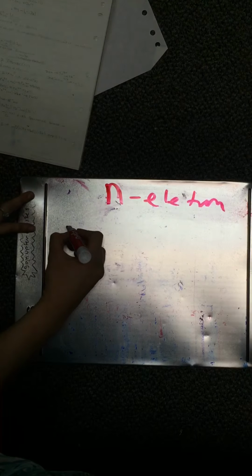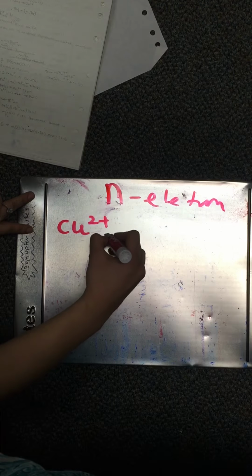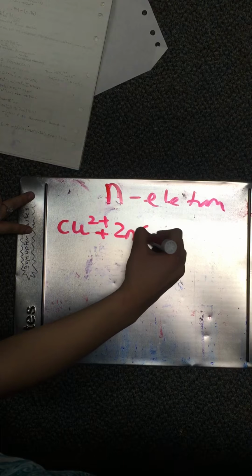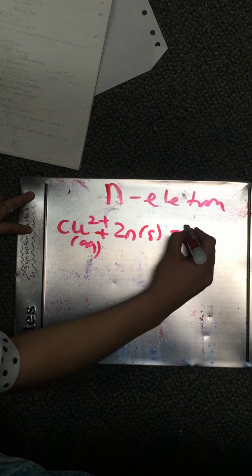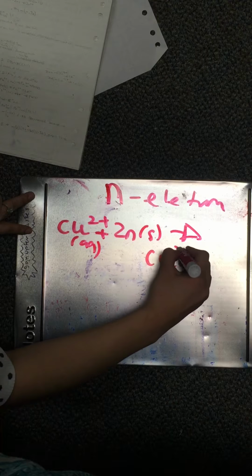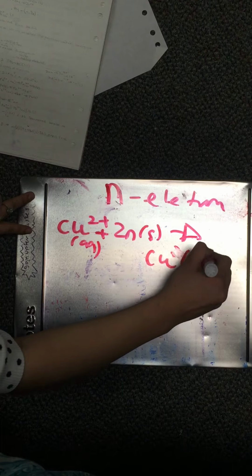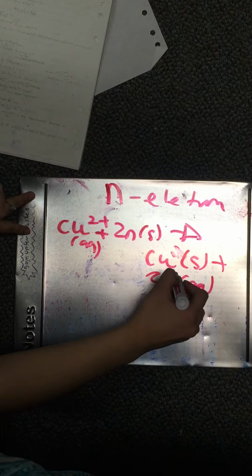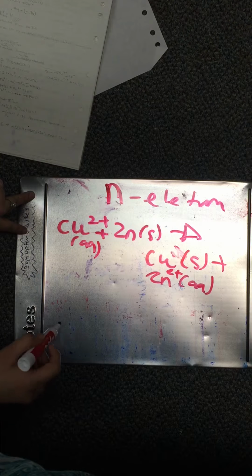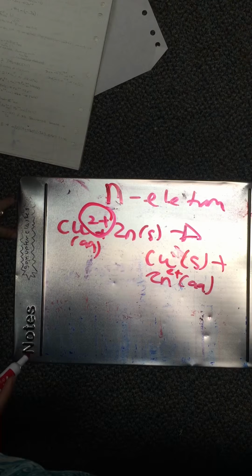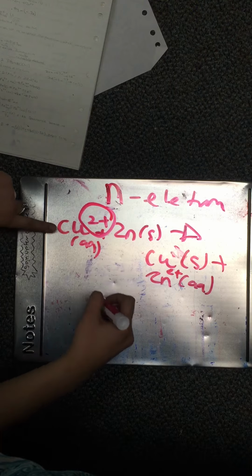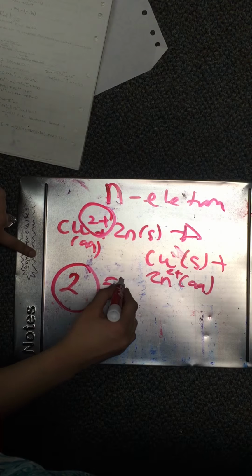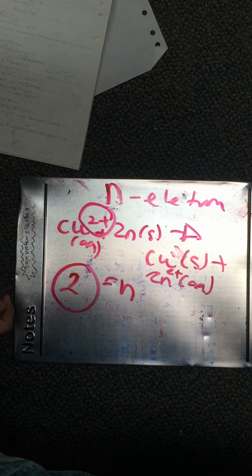And so for example, Cu2+ aqueous plus Zn solid goes to Cu solid plus Zn2+ aqueous. They have 2 moles of electrons in this equation. So the number for moles is 2 in this equation.